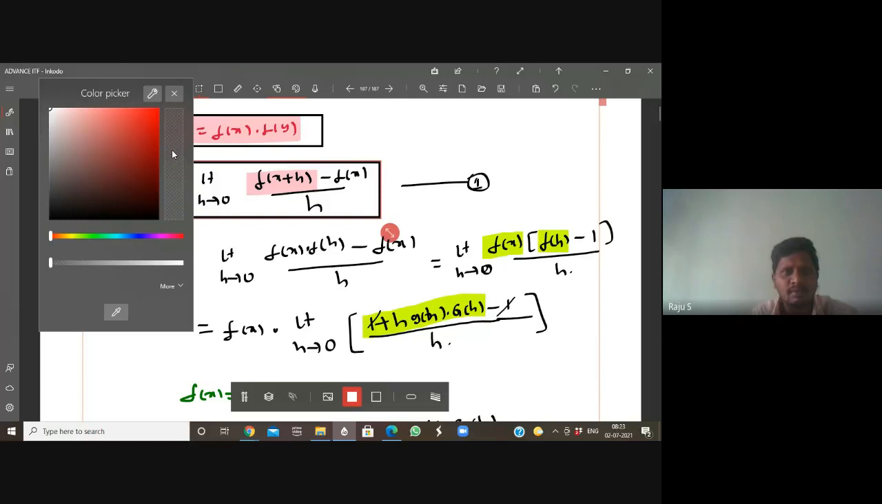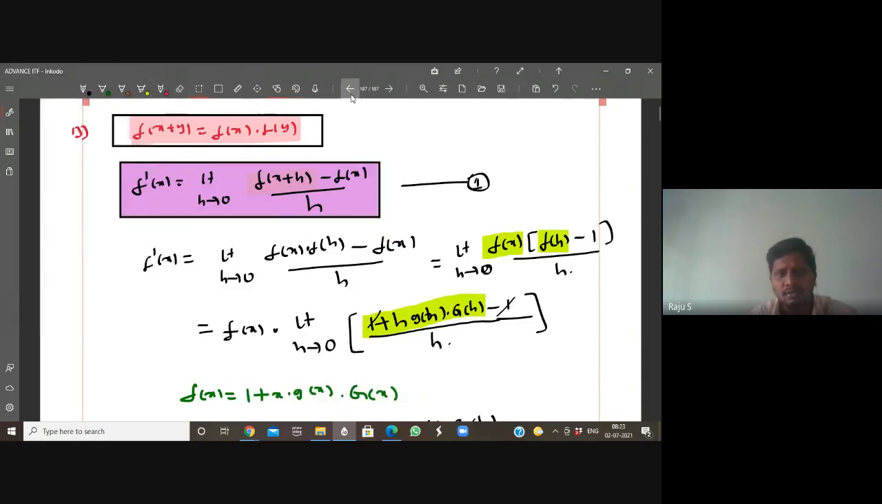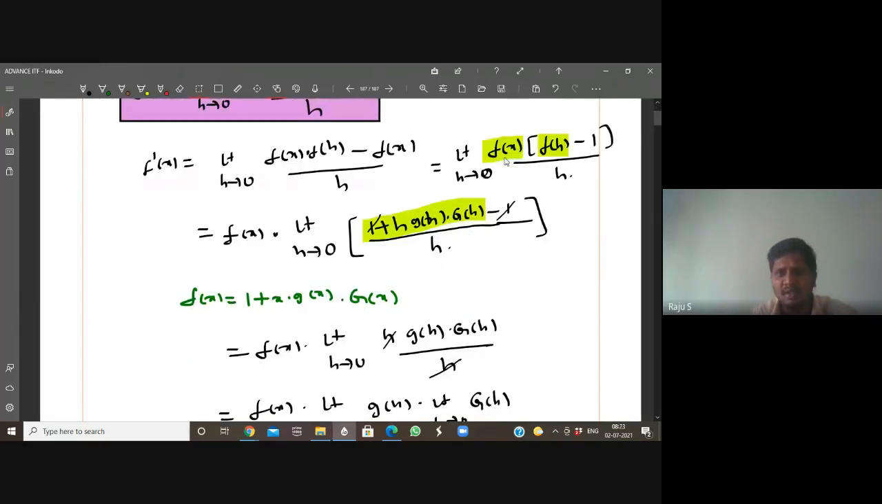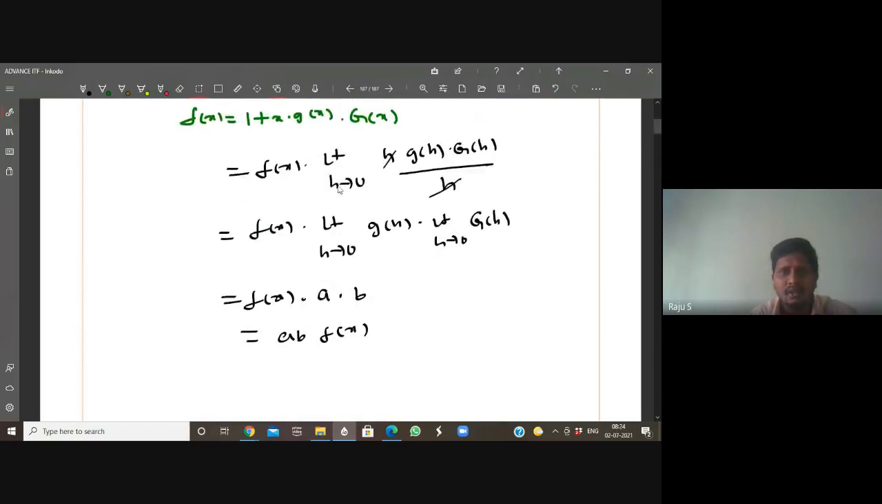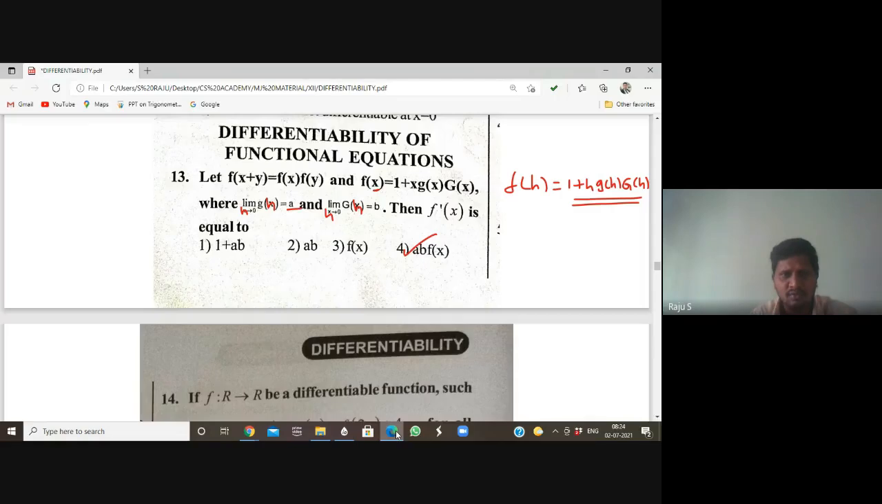f of x plus y is equal to f of x times f of y. So I substituted here. After that, with respect to h, x functions are constant, so I'm taking f of x completely outside. Then I applied the second condition here. So plus 1 minus 1 cancel, h gets cancelled. Then limit h tends to 0, f of h is a. This value is b. So the fourth option is correct.